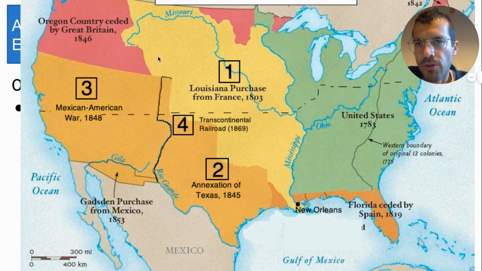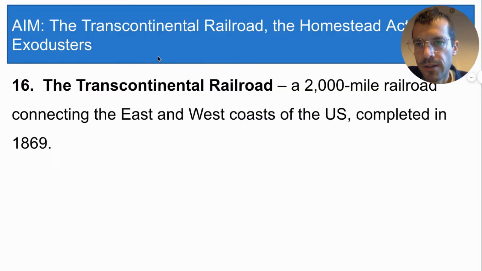Transcontinental means across the continent, and the Transcontinental Railroad was a 2,000-mile railroad that connected the east and west coasts of the United States. It was completed in 1869.